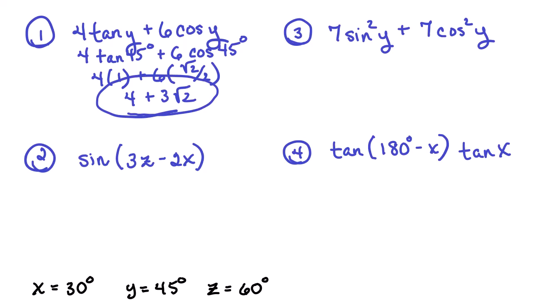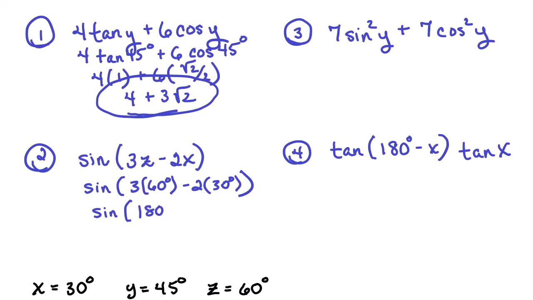Next up, we have sine of 3z minus 2x. So our first step is to substitute 60 degrees for z and 30 degrees for x. So we have sine of 3 times 60 degrees minus 2 times 30 degrees. 3 times 60 degrees is 180 degrees. 2 times 30 degrees is 60 degrees. 180 minus 60 is 120, so we have sine of 120 degrees.